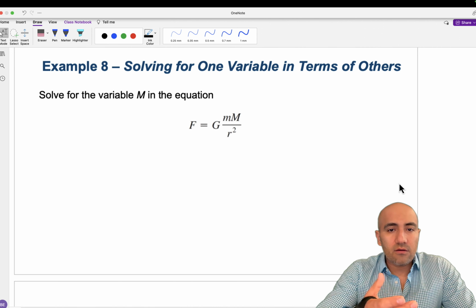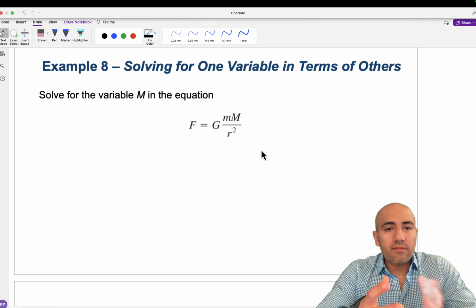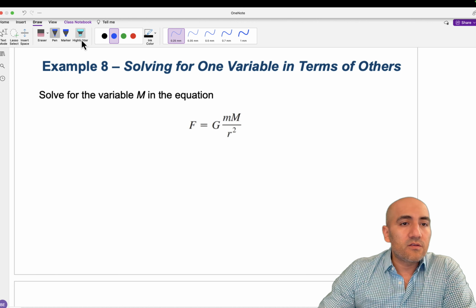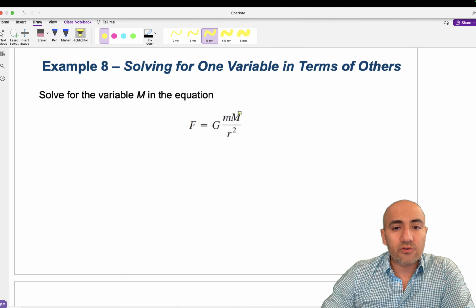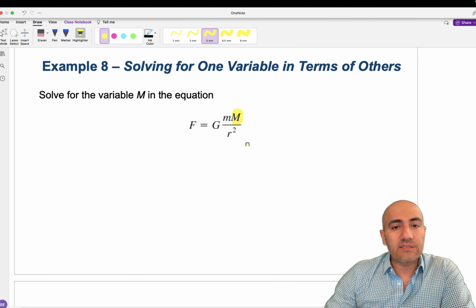In physics, all of these letters represent something. Force, gravitational constants, the mass of object 1, mass of object 2, the radius, they have meanings, but in terms of the math, they're just variables. So in this case, maybe you're asked to solve for M. So in math, we have the luxury of not really worrying what the variables represent. We're just going to focus on the arithmetic to solve for this particular letter.